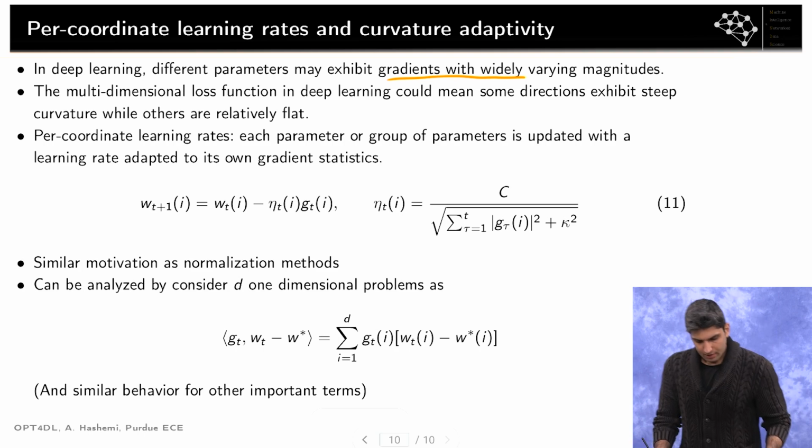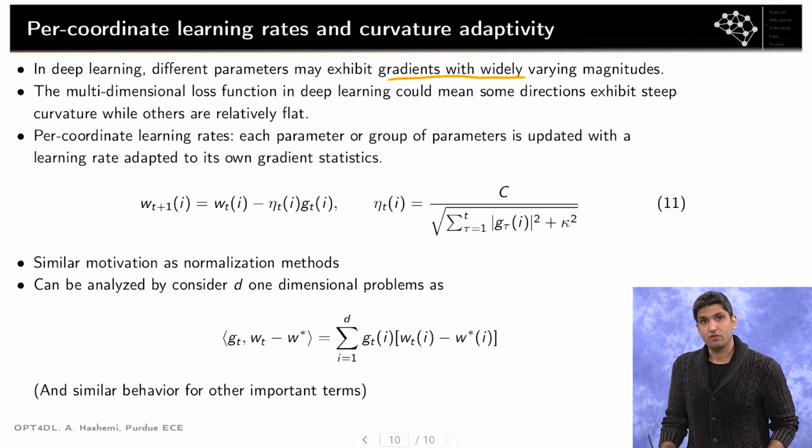So this is something that it is desirable to be adaptive to. So we want to be adaptive with respect to curvature. For directions that are steep, we want to make sure that we are careful and we are not using a large step size. And for the directions that are flat, we want to make sure that our learning rate is large enough such that we make meaningful progress.